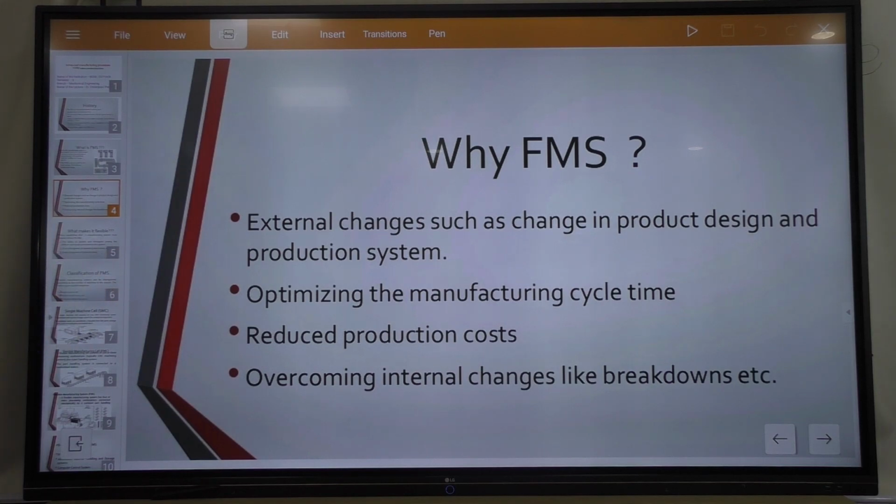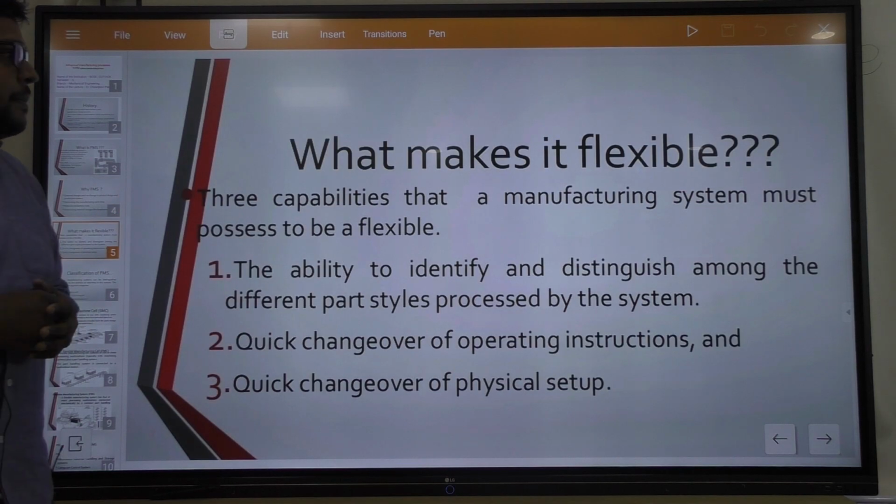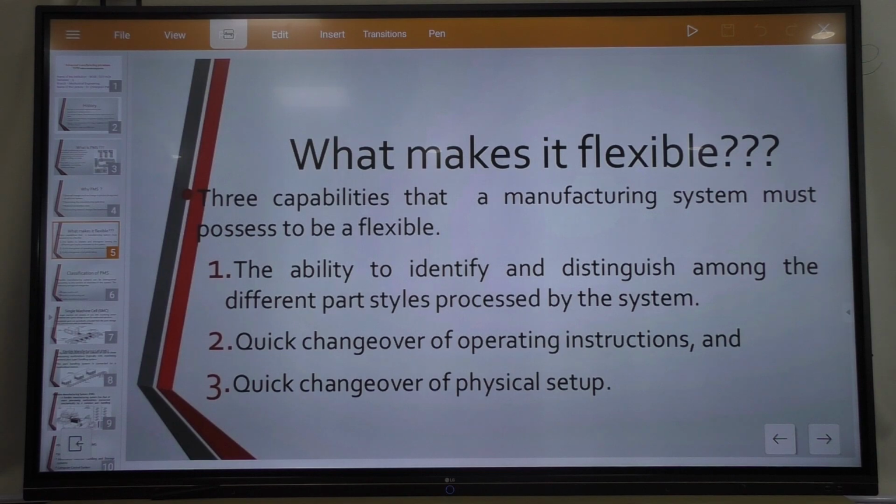So that's why we are using flexible manufacturing system. So what makes it flexible? Three capabilities that a manufacturing system must possess to be flexible. First one is the ability to identify and distinguish among the different part styles processed by the system. Second one is quick changeover of operating instructions, and third one is quick changeover of physical setup.